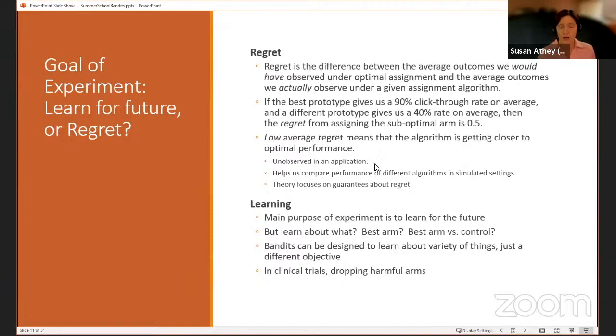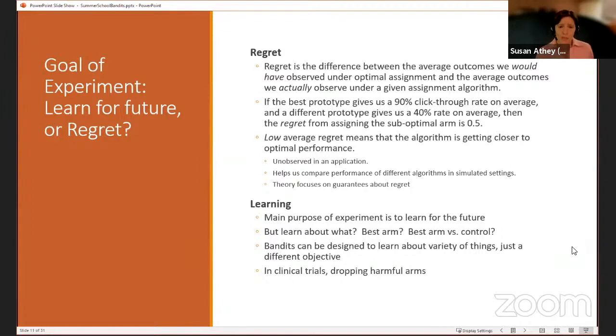So this is, of course, unobserved in an application. We don't know at the end of an experiment exactly what the values of all the arms are. But the goal of achieving low average regret is what we're often optimizing for and what we're studying theoretically when we compare different algorithms. So that's what the theory focuses on. Most of the theory focuses on guarantees about regret. So it's trying to say, I'm going to guarantee that the regret is bounded by something.